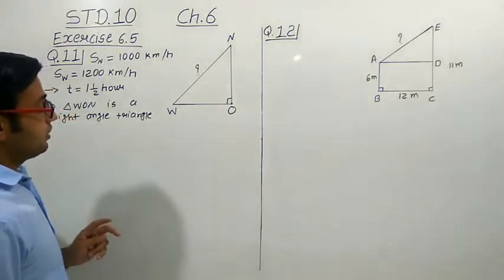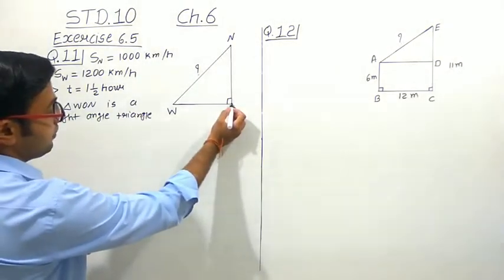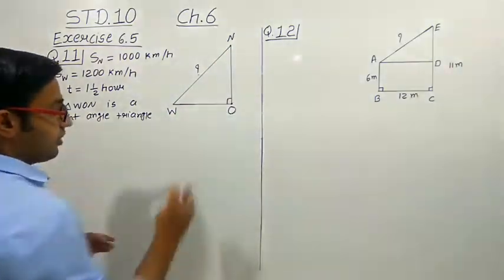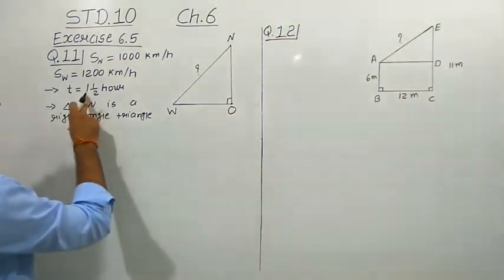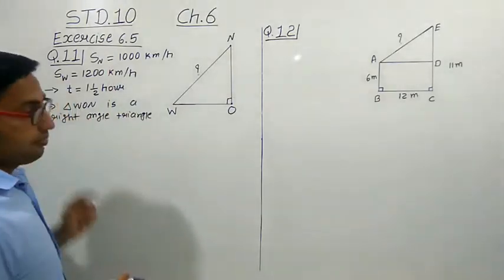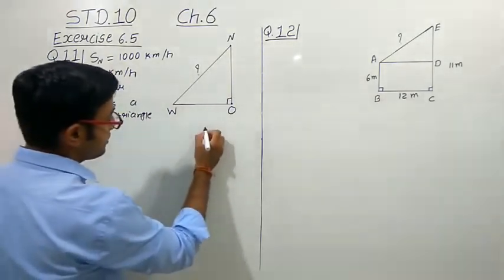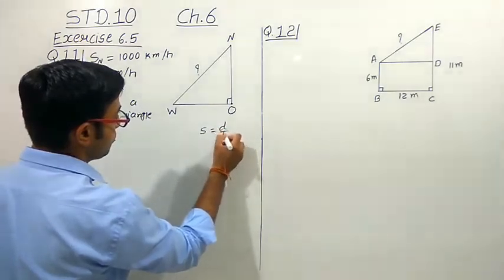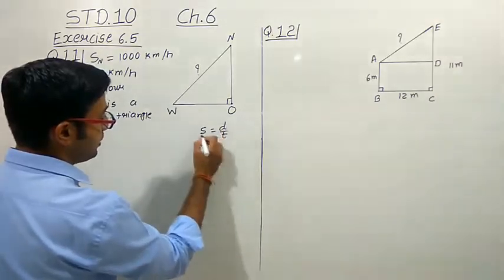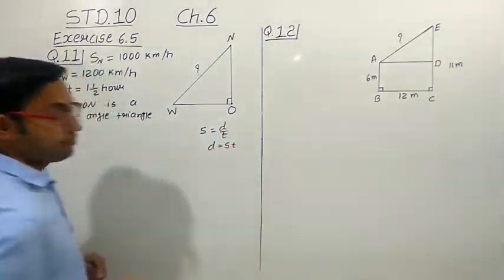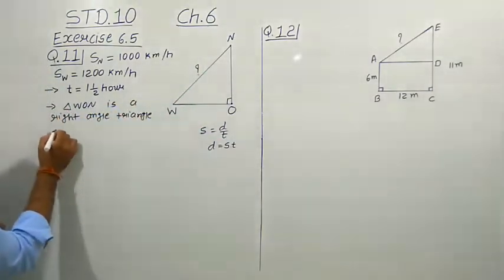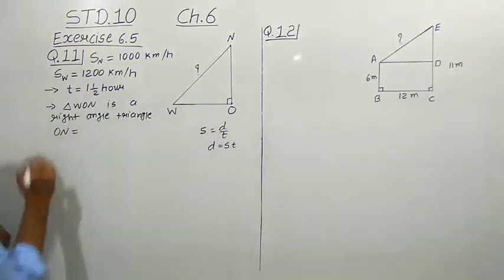Okay, now we have to find out the distance between these two planes, the distance WN. The plane starts from this point and goes towards the north direction. In how much time does it cover this distance? It covers this distance in 1.5 hours. We have the speed, we have the time, and we have the formula: speed is equal to distance over time. So if we want to find the distance, we multiply speed and time. So this distance ON, how can we find it?